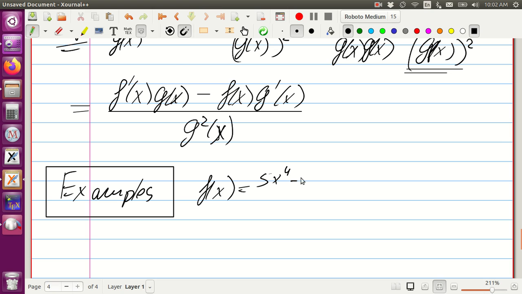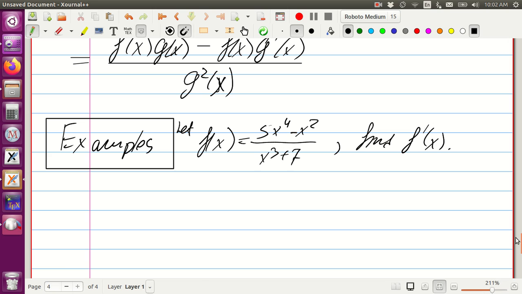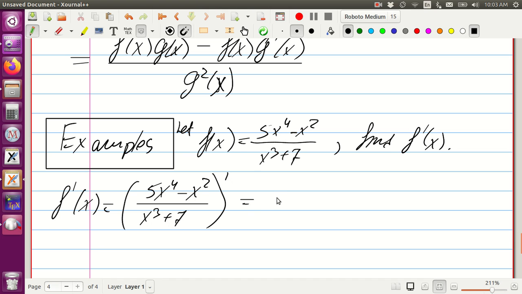So 5x to the 4 minus x squared, maybe over x cubed plus 7, and the assignment says find f prime of x. So if you want to calculate the derivative of this function, we have to calculate the derivative of this fraction. So let's do this out.